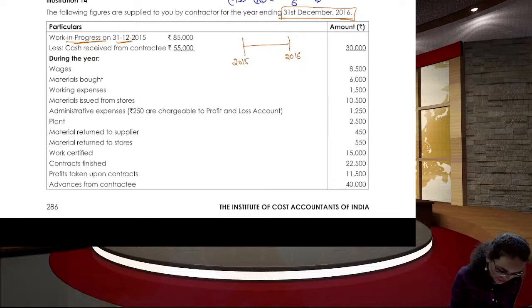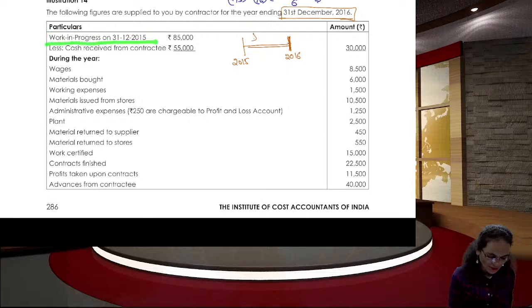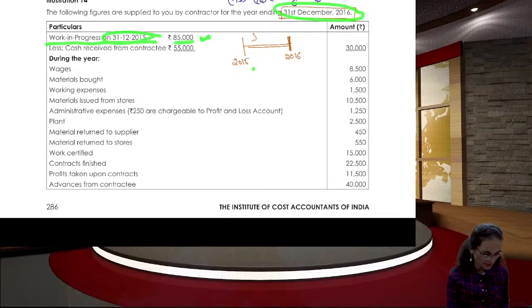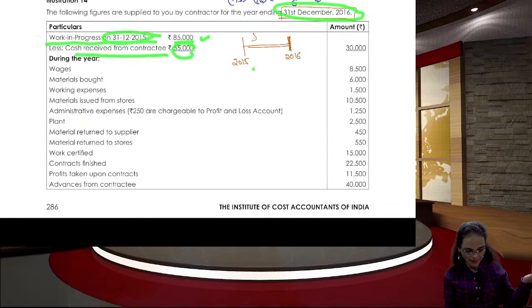So this one will become the opening for the next year. That is the opening for this year. Right, work in progress, that is the opening one. By seeing these dates only, you need to understand what is the opening and what is the closing one. Opening work in progress is this much, and the cash received 55,000 in the last year only.